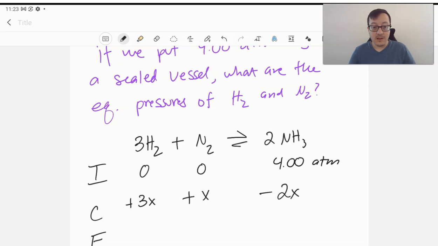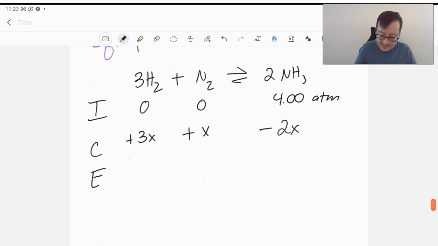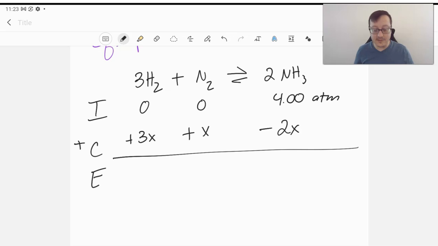And so that's I and C. I is our initial conditions. C is the change that's happening. We're breaking down our products. We're forming reactants, each of them to their respective coefficients. And then the equilibrium would just be the sum of the 2. If we add these 2 together, the I and C lines, we end up with the equilibrium concentrations.